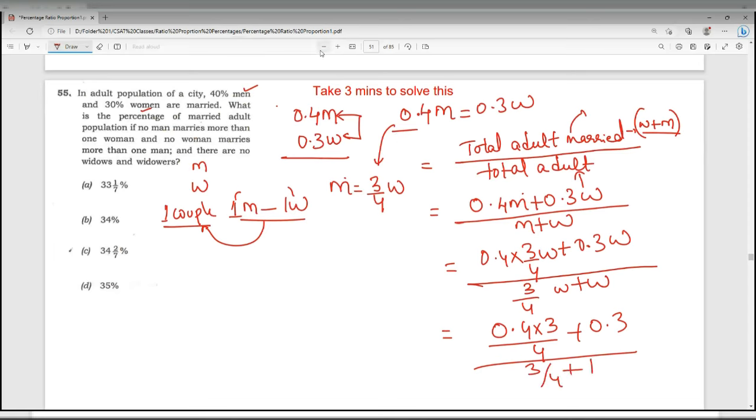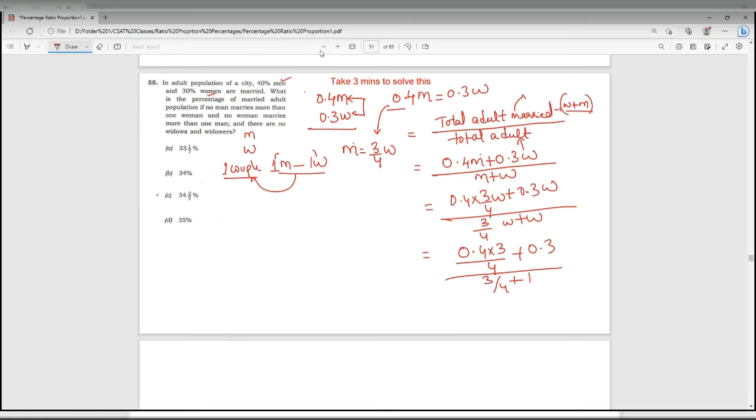This would be 0.4 into 3 is 1.2 divided by 4, plus 0.3, divided by 3 by 4 plus 1, which is 7 by 4. How does this come? 3 by 4 plus 1, you take 4 as LCM. This is 3 plus 4, so this is 7 by 4.